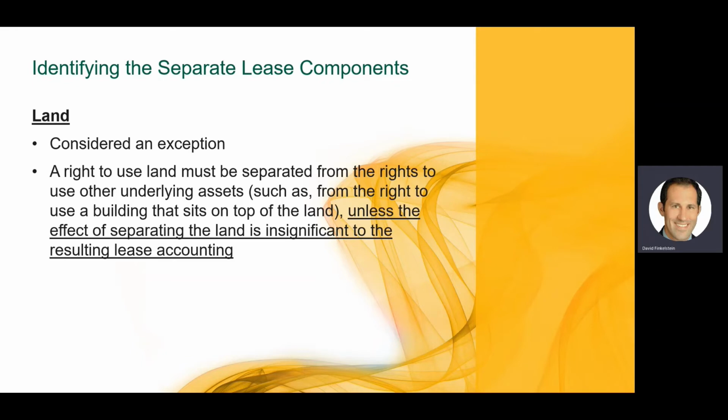Now, in terms of this, land is also considered a separate lease component, but it is considered an exception. A right to use land must be separated from the rights to use of other underlying assets, such as from the right to use a building that sits on top of the land. So unless the effect of separating the land is insignificant to the resulting lease accounting, you would not separate it in this instance.